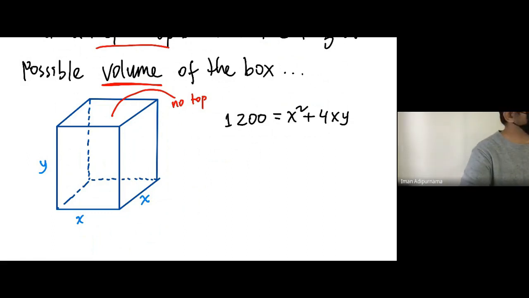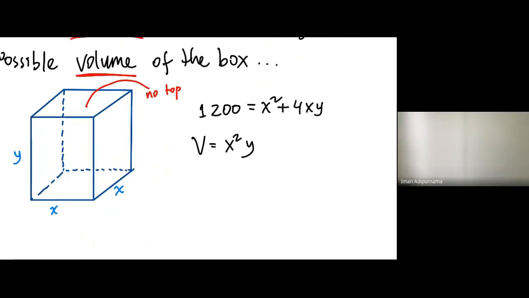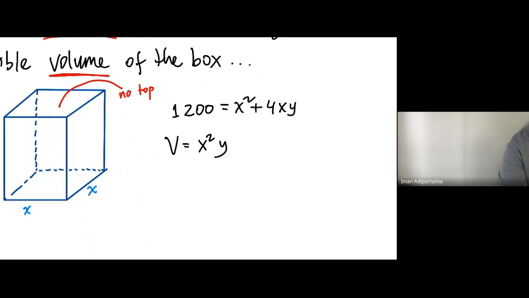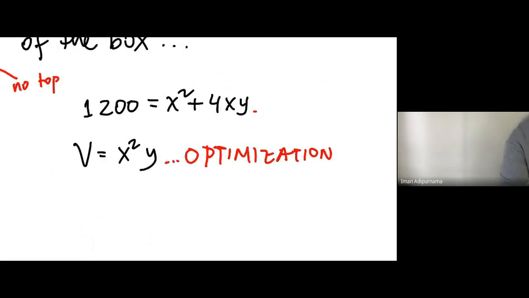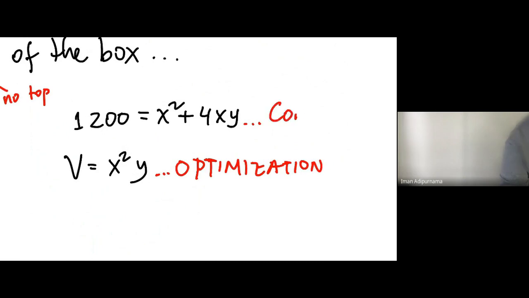The second, we want to find the volume. The volume of this box is x squared times y. Now in optimization, because we want to optimize the volume, we want to find the largest possible volume, we call this our optimization. The area here we call our constraint.